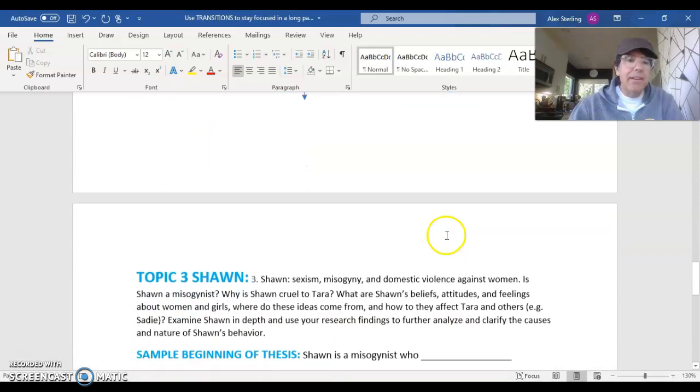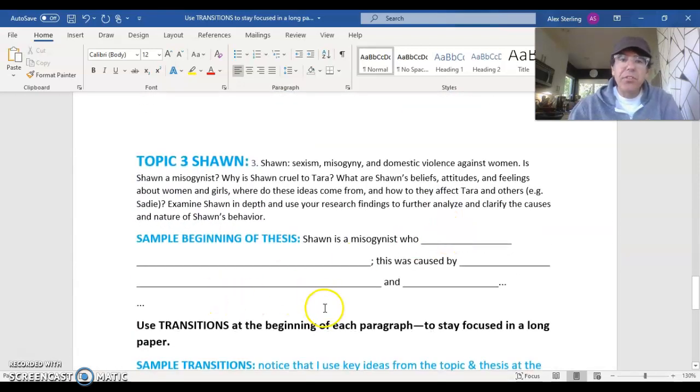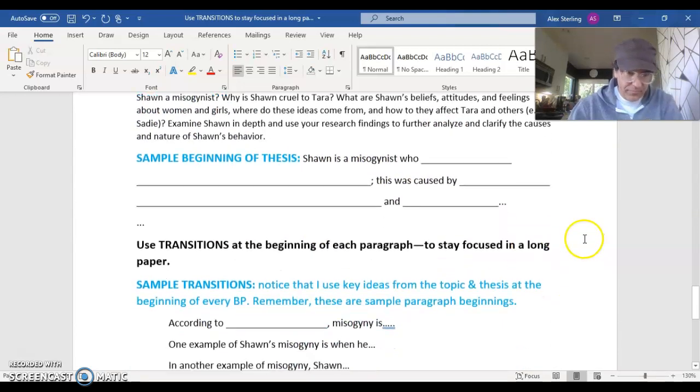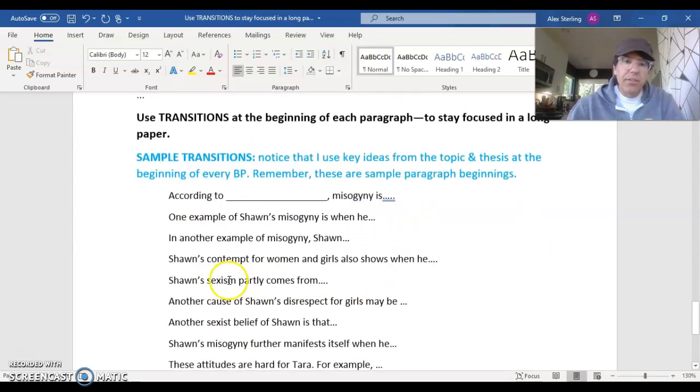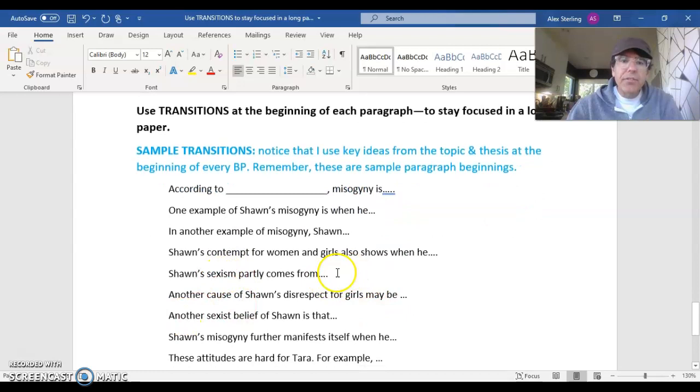And again, if you're doing topic 3, Sean, I have samples here. The topic is Sean and misogyny and sexism. And I wrote some sample transitions. So the sample transitions are the kind of words that I might use if I was writing the paper. And you're welcome to steal any of these and put them in your paper if they help you to stay focused.